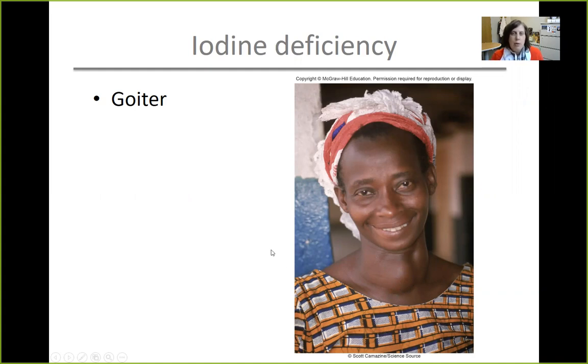If a woman who is pregnant has an iodine deficiency, it can lead to poor development within the baby, and it can lead to mental disability in the child, and this is called cretinism. So again, a child who is the offspring of a mother who had iodine deficiency can end up having cretinism.